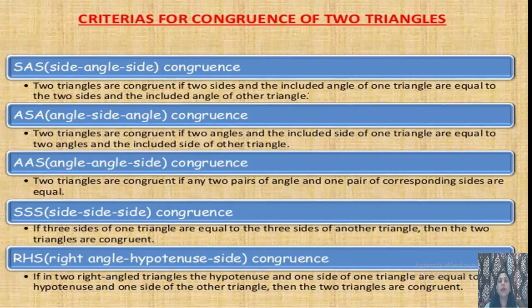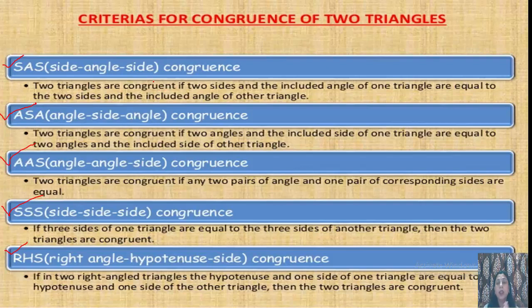Now criteria for congruency of two triangles. There are 5 criteria. First is SAS, then ASA, AAS, SSS, and RHS. You have to remember this, and on the basis of this you have to write also when you are proving that the two triangles are congruent. You have to write also by which criteria of congruency you are saying that these two triangles are congruent.